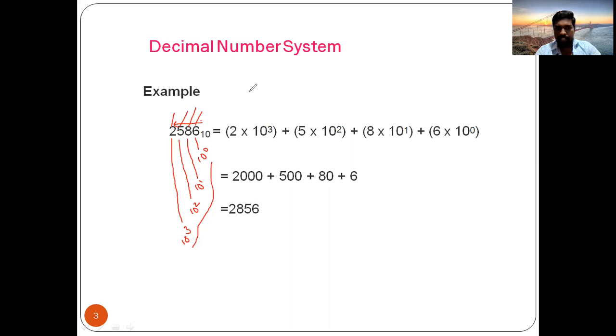So 2 into 1000 is 2000, plus 5 into 100 is 500, plus 8 into 10 is 80, and 6 into 1 is 6. When you add all these numbers, you get the answer 2586. This is the entire process hidden behind the given number, how a number is formulated or framed. This is the entire format we are going to follow.